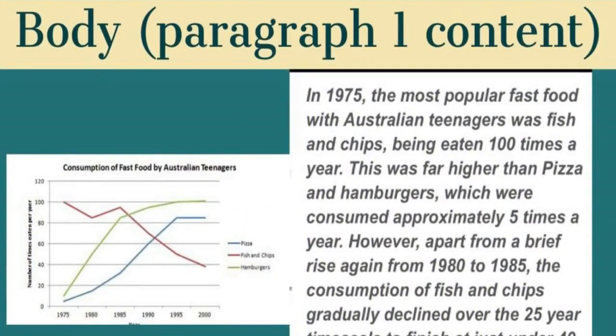Here comes the paragraph 1 of the body. Look at the line graph and go through the content. In 1975, the most popular fast food with Australian teenagers was fish and chips, being eaten 100 times a year. This was far higher than pizza and hamburgers, which were consumed approximately 5 times a year. However, apart from a brief rise again from 1980 to 1985, the consumption of fish and chips gradually declined over the 25-year time scale to finish at just under 40.